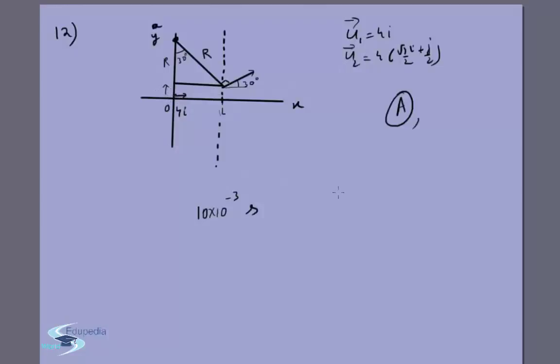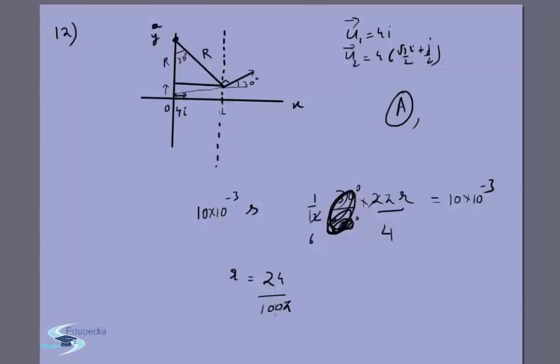So the time it took would be 30 degrees by 360 degrees into 2 pi r, which is the distance traveled, divided by the speed. The distance traveled in the circle will be 30 by 360 times 2 pi r, and dividing that by the speed will give you the time. This is 10 into 10 to the power minus 3. 30 by 360 we can write as 1 by 12. So what we get from that is R equal to 24 by 100 pi.